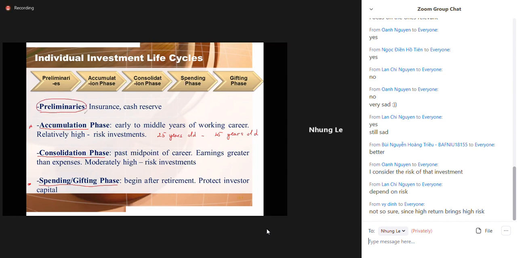If you remember the statement I asked you to discuss, should young people invest all their money in risky investment? We have already discussed and analyzed this, right? For this stage, yes, they don't have much wealth, but they have many chances to earn money later. And they are not under pressure for finance or living expenses. So that's why they can take risky investment for this phase as well.